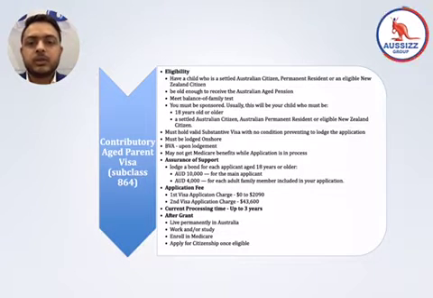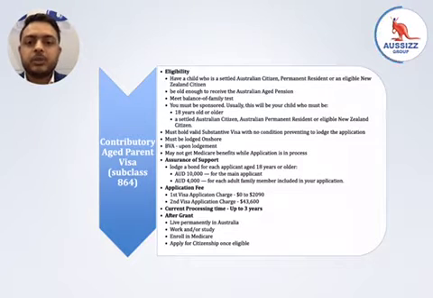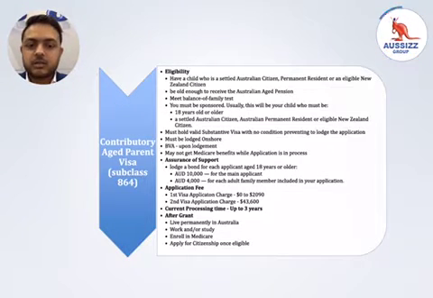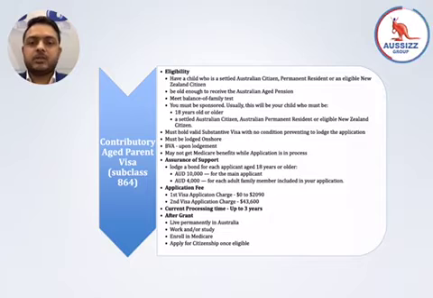Now, the case officer will probably ask for a medical examination and a police check to be done for your parents, which is health and character requirements. As soon as your parents meet the requirement and satisfy the case officer that they meet all these requirements, they will be requested to pay the assurance of support and the second visa application charge. Once you pay the second visa application charge, generally the visa is granted because your parents have met all the other requirements.